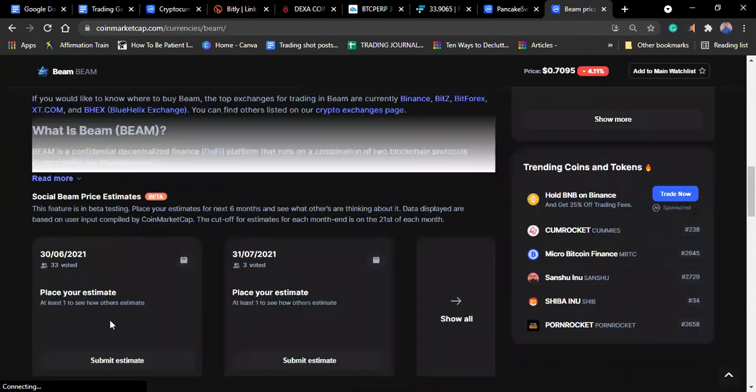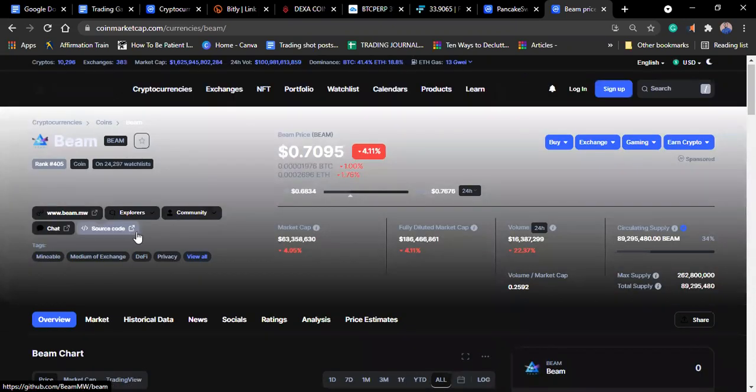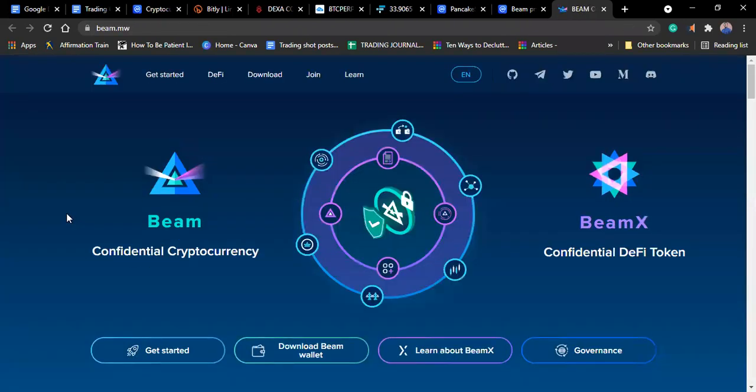So next thing is you want to go to their website and see who the founders of Beam are. www.beam.mw. You go to their website. On their website, you want to read: Beam, confidential cryptocurrency. So that's what they are trying to achieve. Confidential cryptocurrency, that is their vision. They are also a confidential DeFi token. Whatever they mean by confidential, you have to find out by reading.